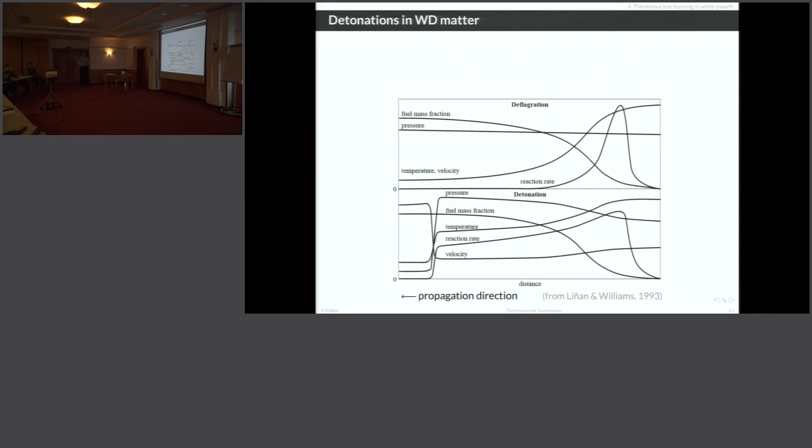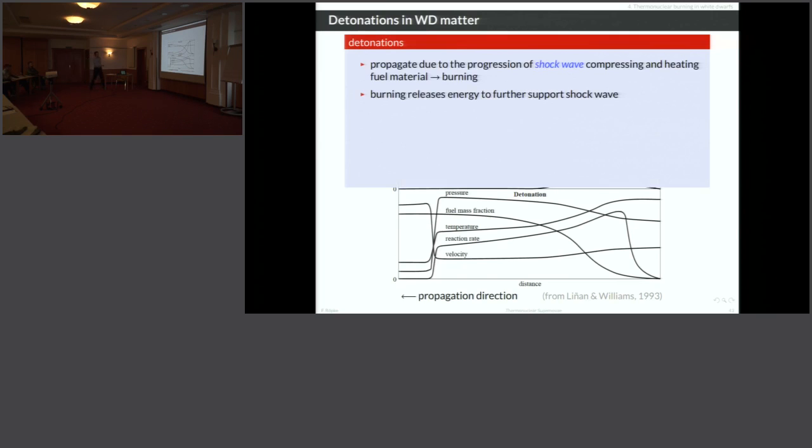Okay, now detonations. The microphysical structure of a detonation is very different from that of a deflagration. In a detonation, the propagation is due to the progression of a shock wave that compresses and heats the material, so that it actually becomes hot enough that it starts burning. The burning in turn releases energy to further support the shock wave. So it's not only a shock wave that propagates through the material, heats it up and burns it, but also the burning itself releases the energy to make the shock wave propagate further. So this is sort of both requiring each other.